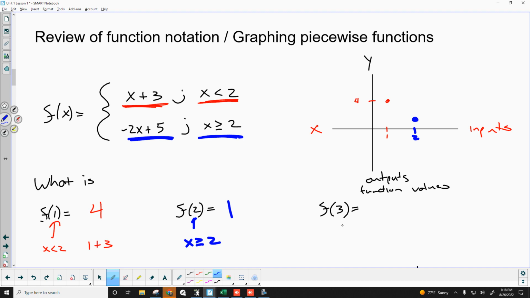At 3, that also is bigger than or equal to 2. So I will plug it into this. I get negative 6 plus 5. Negative 6 plus 5 gives me my output, my y value, negative 1. At 3, I have y value negative 1.